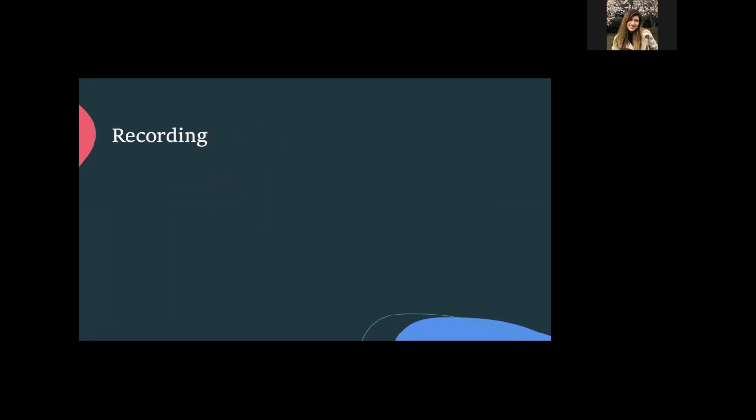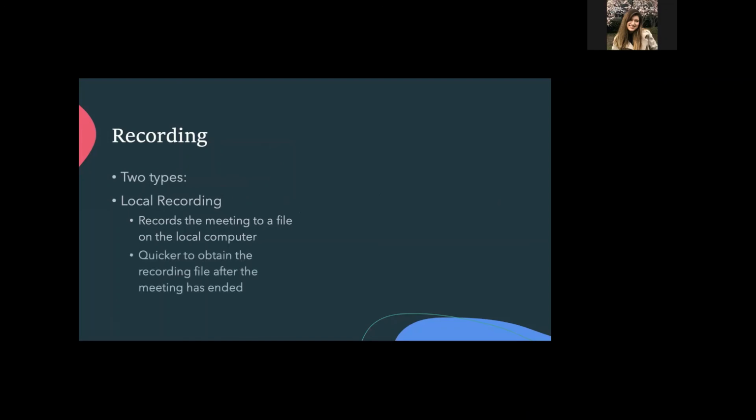I have just a couple more things, and then I can also answer any questions at the end. Recording, there are 2 different types of it. You can do local recording, which is what this meeting is doing right now. And basically that is recording to a file on the host computer, right? So if you choose to do a local recording, it ends up being a file on your computer later on. I will tell you that Chromebooks can't do this. Chromebooks cannot do local recording. So if you're using a Chromebook to host a meeting, that's not going to work, just to let you know.